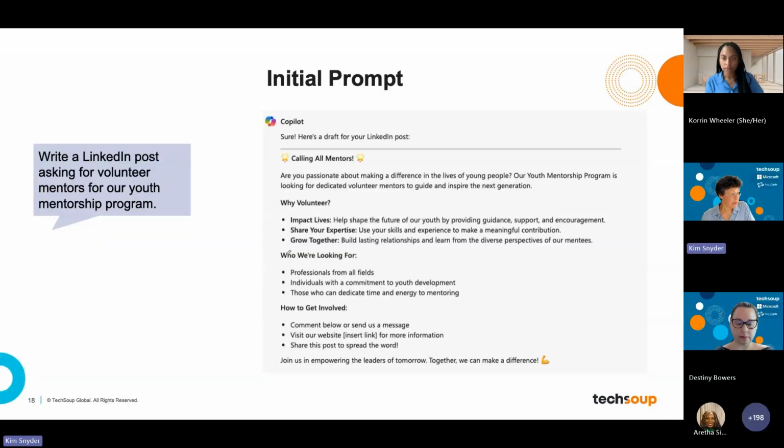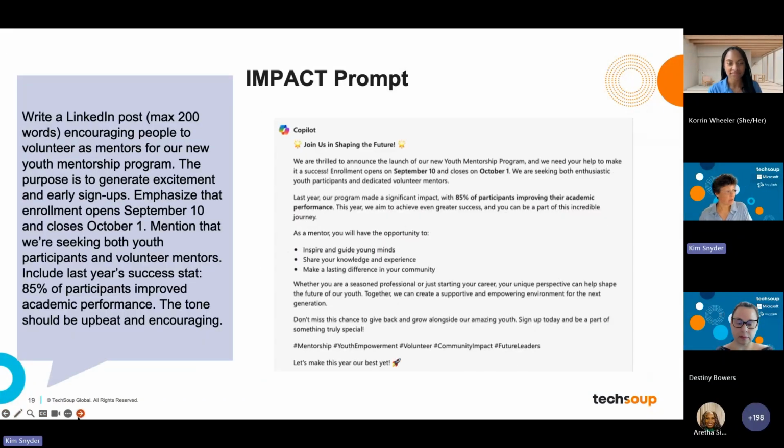So it did create, again, generative AI makes things, it's creative, right? So it did kind of say who we're looking for. So we came up with that, even though I didn't really say that, and how to get involved, right? Not bad for a first attempt, right?